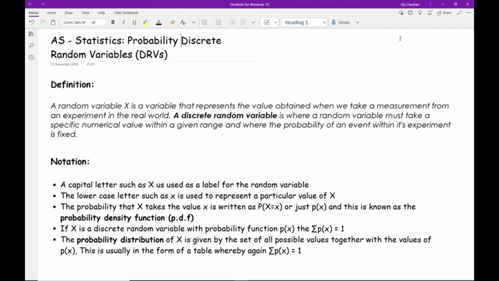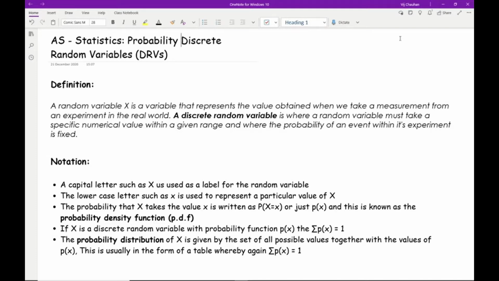Now, another thing is that particularly with the A level and the AS exam, notation is really key, and presentation of how you're writing things down is a key thing, and also maximizes your marks when you're going through mark schemes or test papers. So a capital letter such as X is used as a label for the random variable. The lowercase letter such as x is used to represent a particular value of X. Now the probability that X takes a particular value is written as P(X = x), or just P(x), and this is known as the probability density function, or PDF.